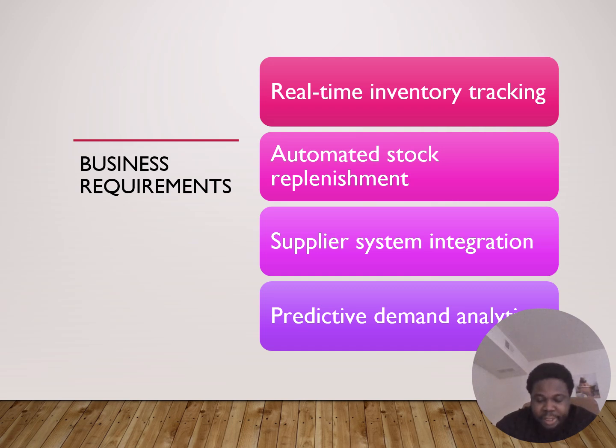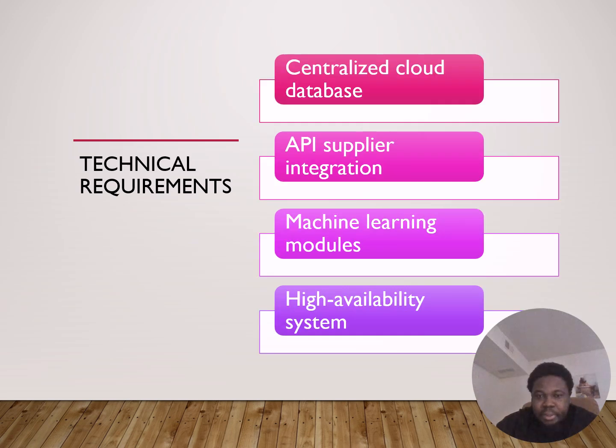We move on to my technical requirements for my project, Walmart supply chain and inventory system. The technical requirements were a centralized cloud database, API supply integration, machine learning models, and a high availability system. All right, let's continue with the details on my project.